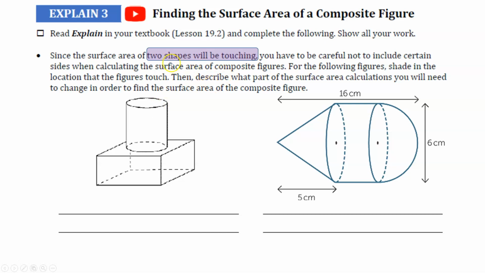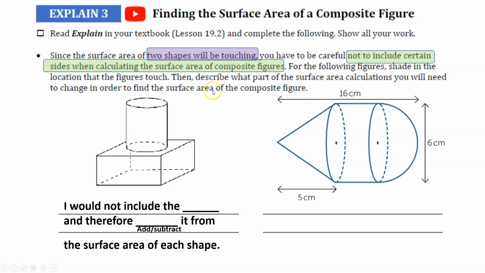So you'll notice that when two shapes are touching, you will have to be careful not to include certain sides when calculating surface area, just as it states in your packet here. Looking at this shape, it says I would not include blank and therefore would need to add or subtract it from the surface area of each shape.